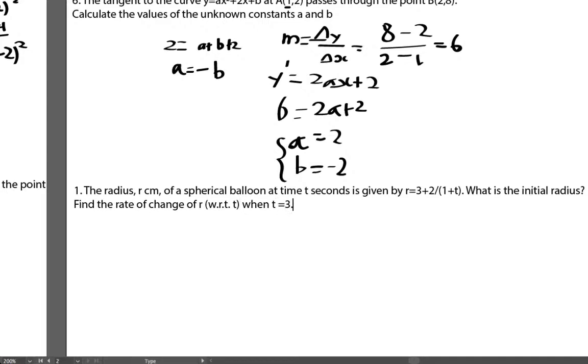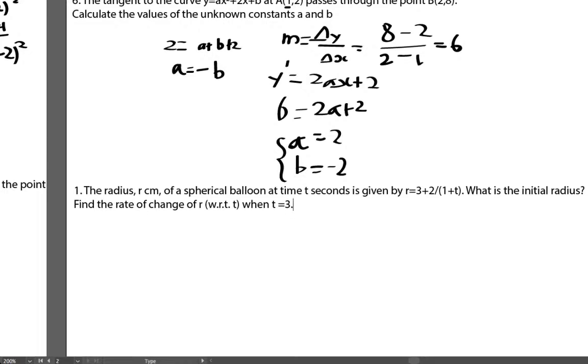Okay, I don't know what WRT literally means, but somehow they keep on writing that. I would discuss what this is because I also don't know. But it's the rate of change of r according to t, I believe. So let's start this.